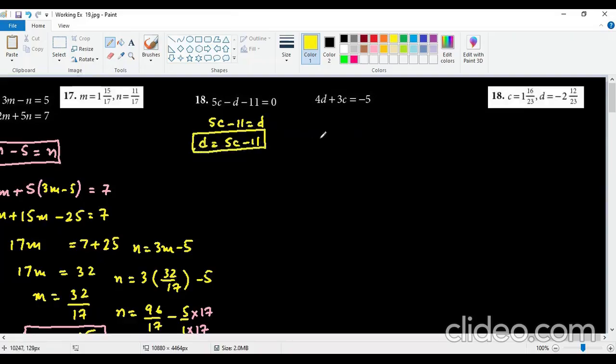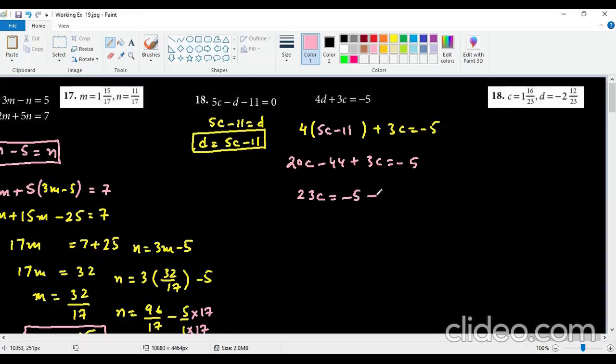Now taking the second equation, for d, I will put the value in brackets, plus 3c equals negative 5. That means the value of d is 5c minus 11. When we expand, the first one is going to give you 20c minus 44 plus 3c equals negative 5. In here, 20 plus 3 is going to give us 23c and minus 5 plus 44.